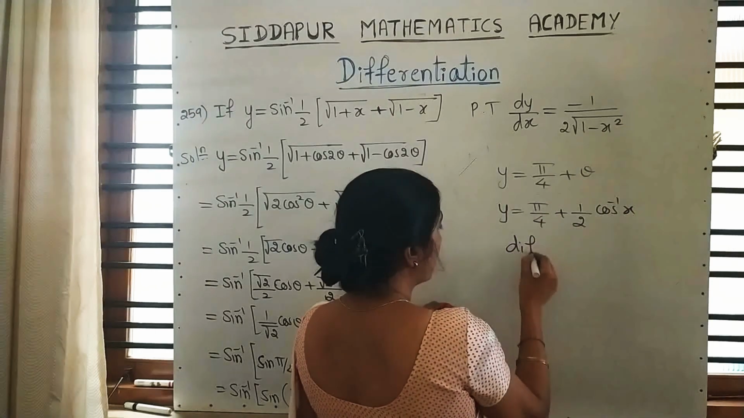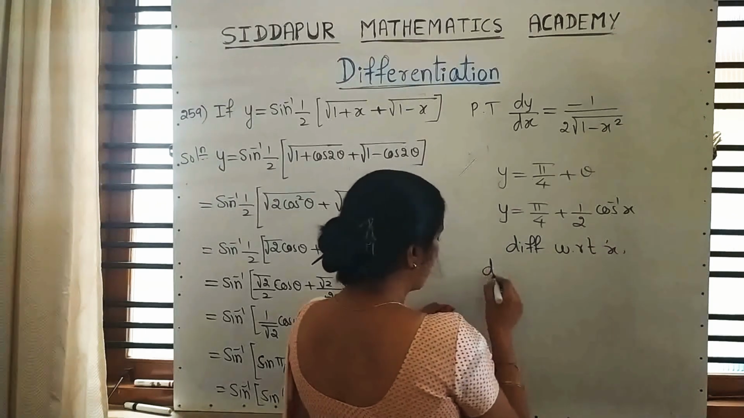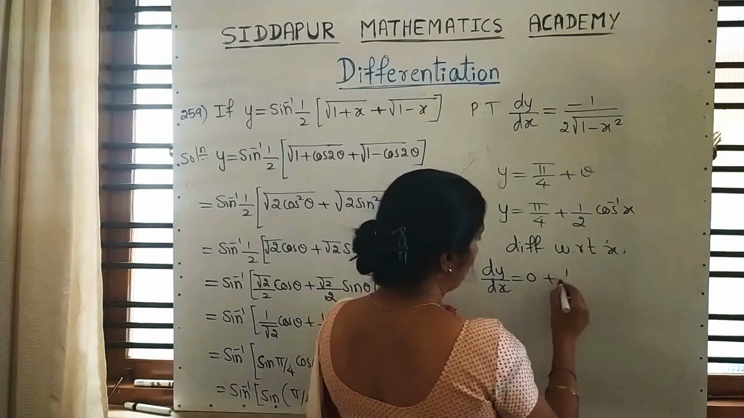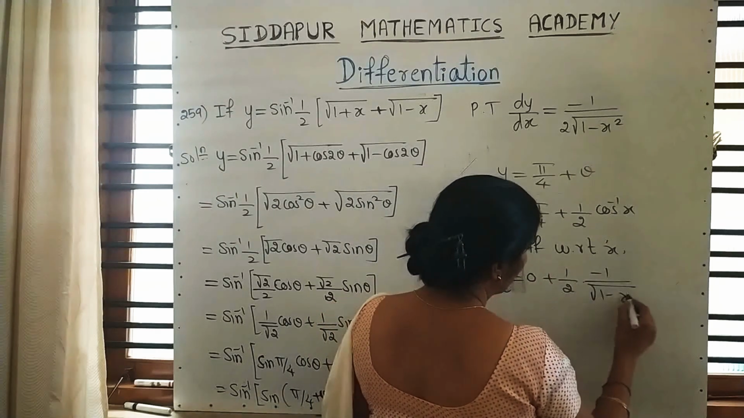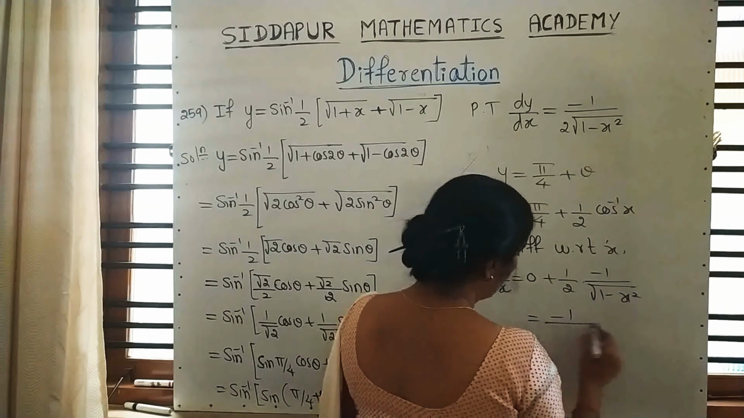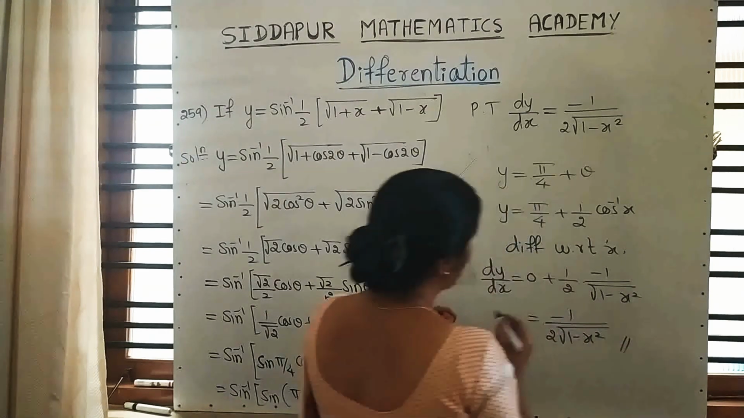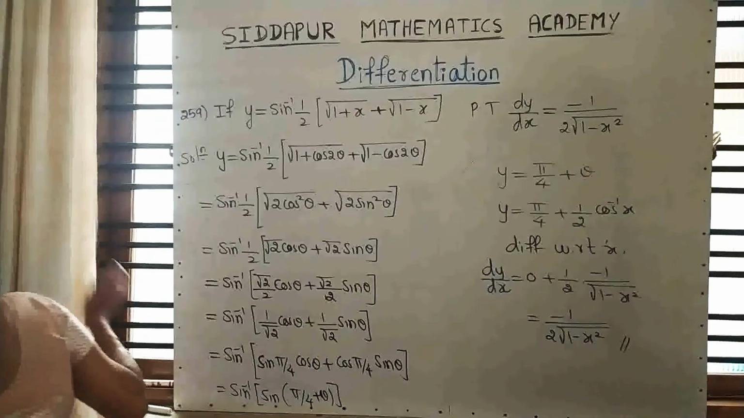Now differentiate that. dy upon dx, pi by 4 is constant, so 0, plus 1 by 2 cos inverse is differentiated. And when you combine, this is the final answer. Moving to the next question, 260.